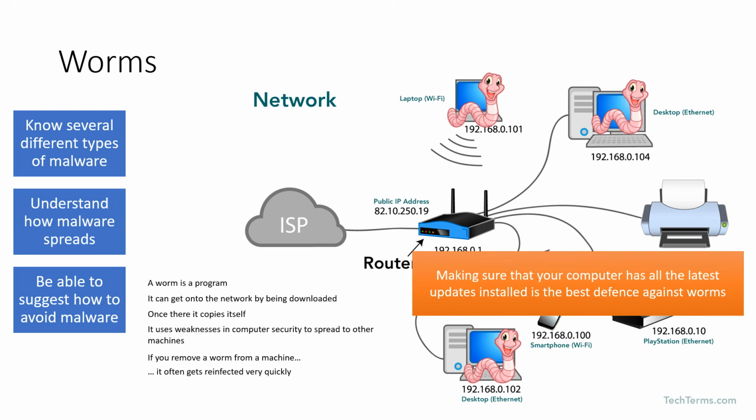Probably the best thing you can do to avoid getting a worm on your network is to make sure that your computer has all the latest updates installed. These Windows updates or whichever operating system you use will close the security holes that allow worms to spread from machine to machine. The faster these security holes get closed, the less chance there is that you will be seriously affected by a worm.